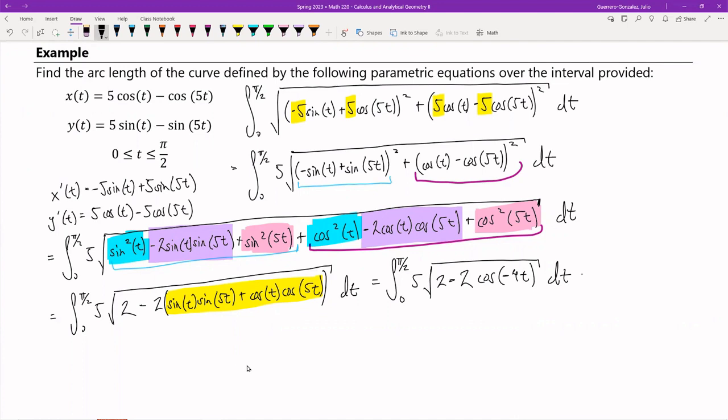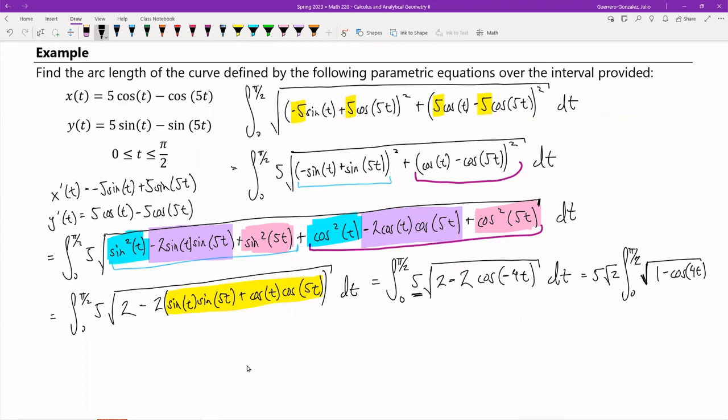Equal. I have that 5 up front, correct? And then I have a 2 in each one of these. So I can factor out a 2 inside the square root, and then I can factor it completely out, keeping the square root. So now I have this: 5 square root 2 times the integral from 0 to pi over 2 of the square root of 1 minus cosine of 4t.